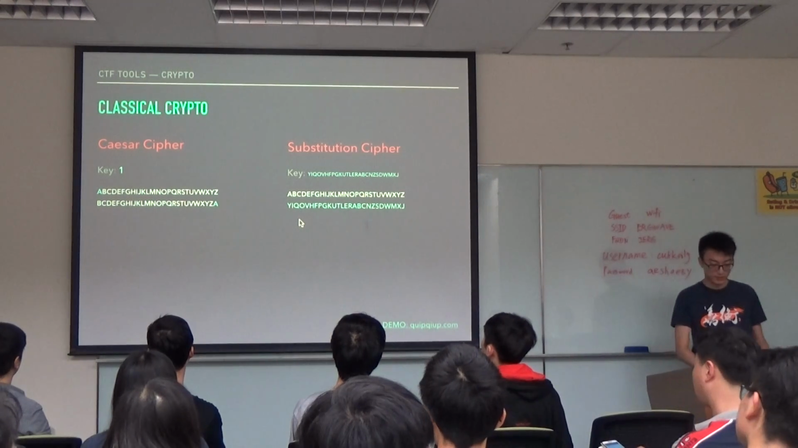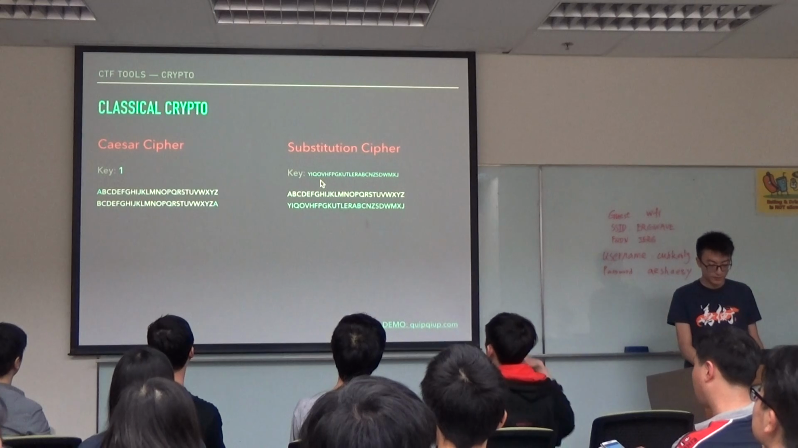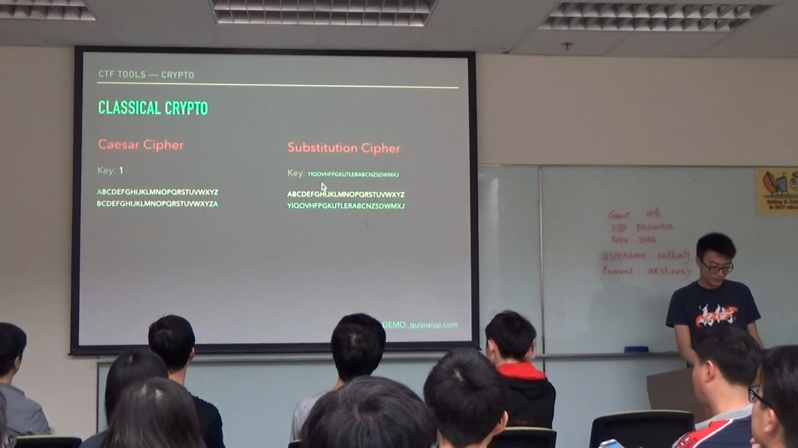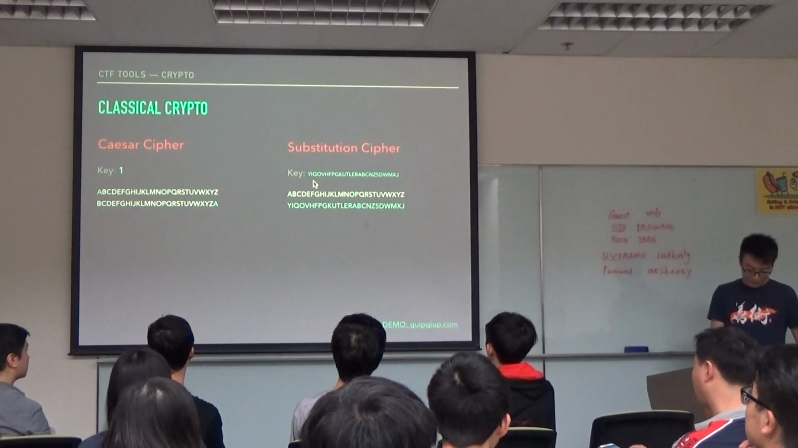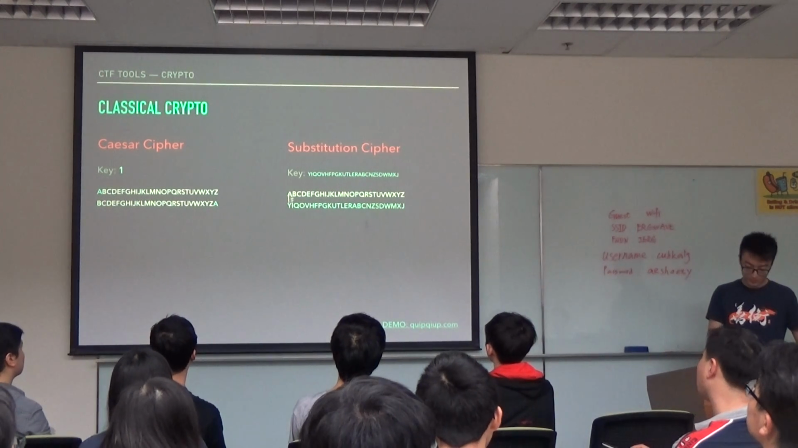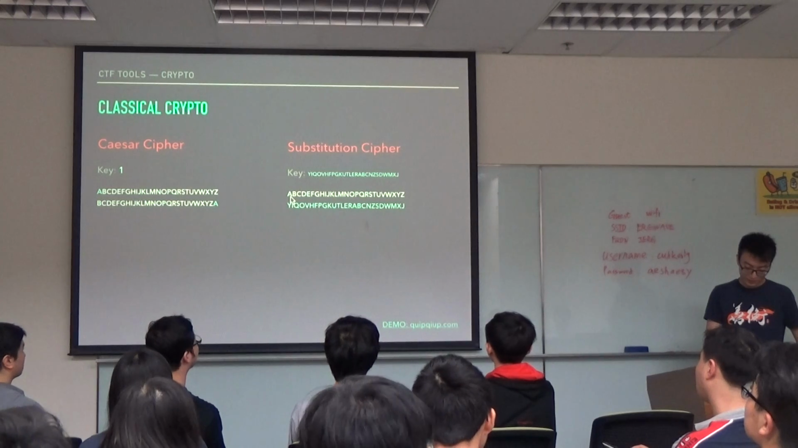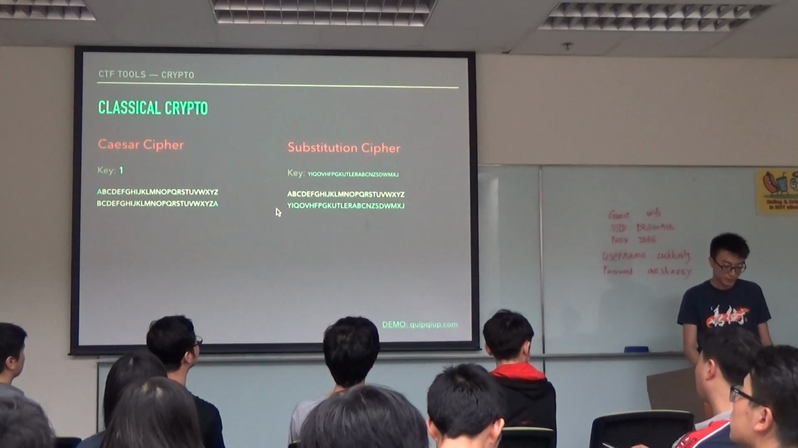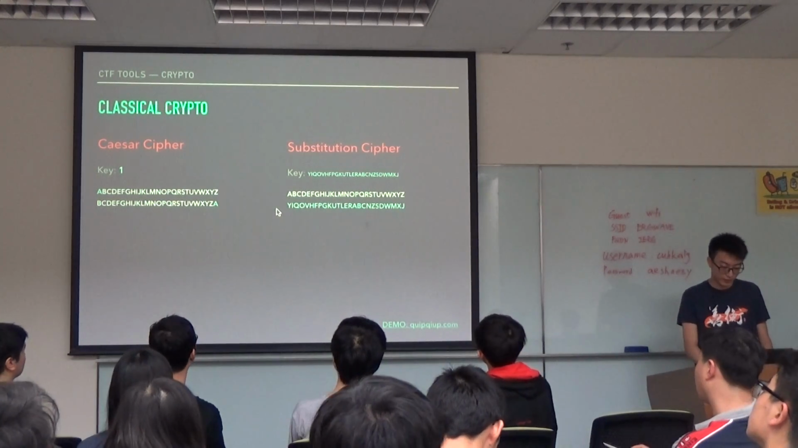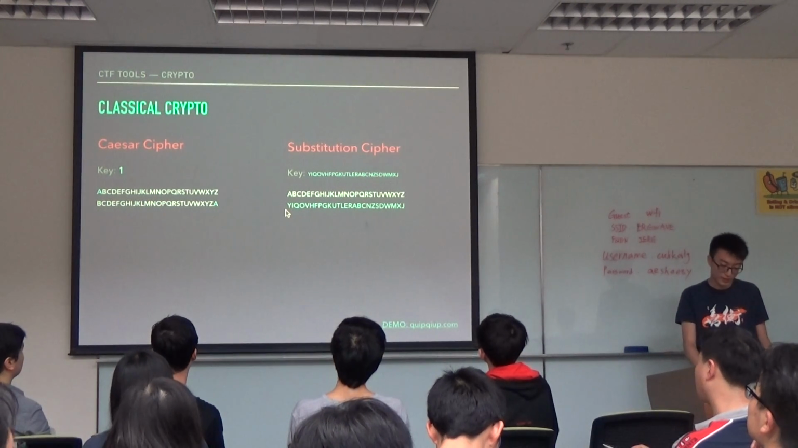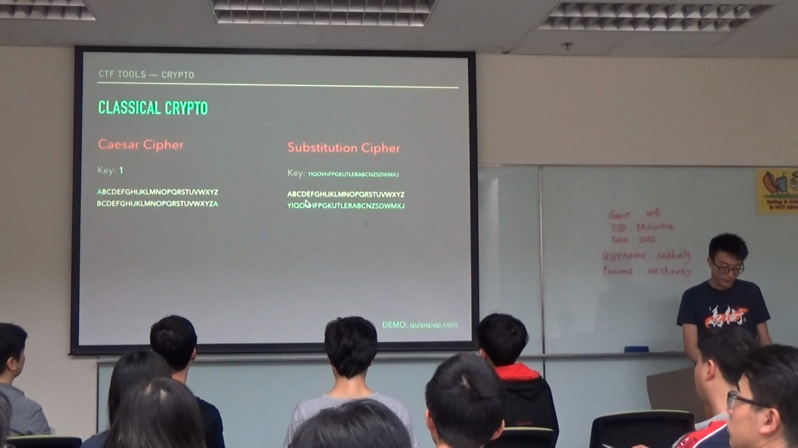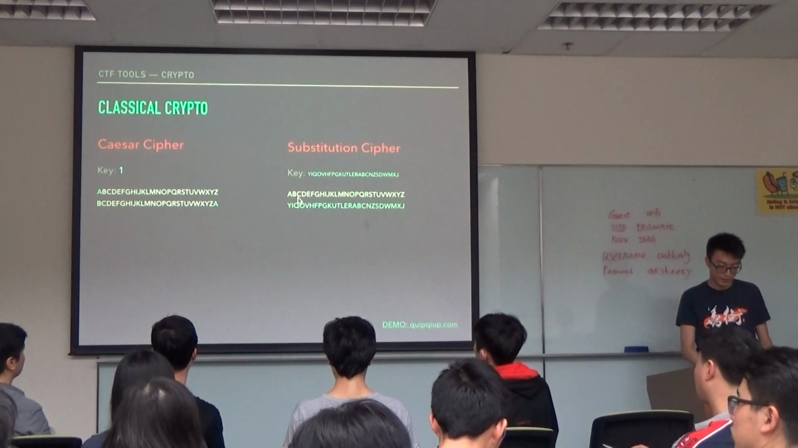It's called the substitution cipher. The key of this cipher is like this one. It's just a rearrangement of the 26 letters, and it has a similar relationship with the Caesar cipher. If you find A, you replace it with the first letter in the key, Y. And if you find B, you replace it with I.